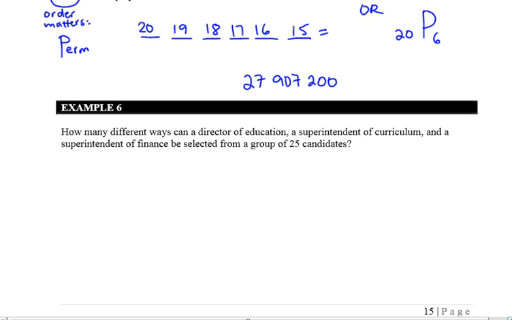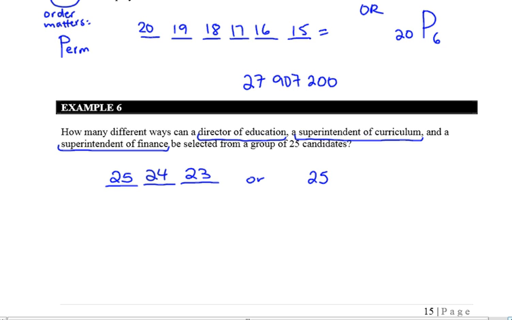Okay, how many different ways can a director of education, a superintendent of curriculum, and superintendent of finances be selected? So how many different slots do we have to fill? 3 out of 25 candidates. So how many choices do we have for the first? 25. How many choices for the second? 24, and then 23. Or, because order matters, because they're actually specific positions, 25 pick 3.